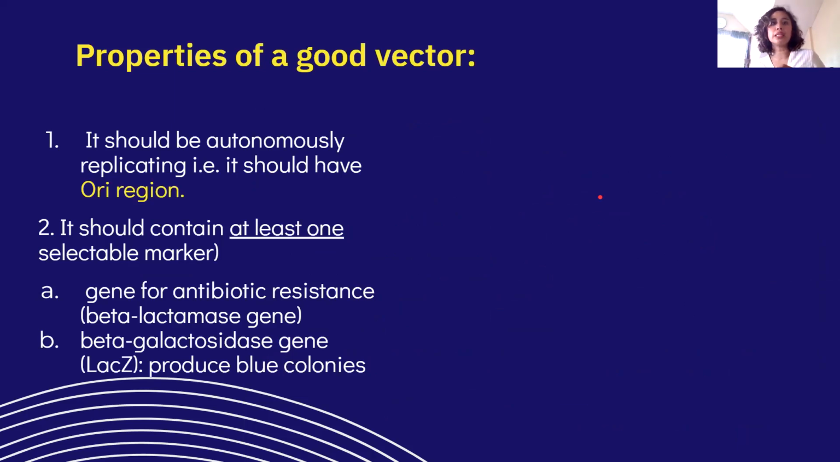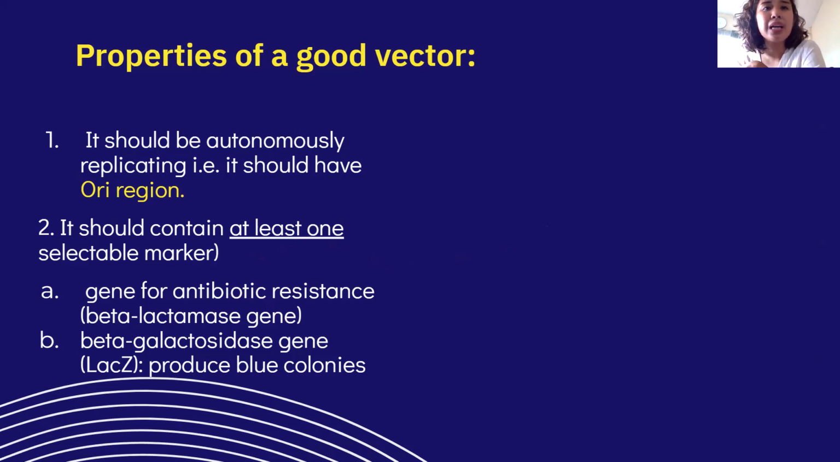So what are the properties of a good vector? At lahat to ay nasa plasmid. So it should be autonomously replicating. So dapat it has the ability to replicate on its own. Hindi niya kasabay yung extra chromosomal DNA. It should contain at least one selectable marker. So these are markers which provide us, scientists, ability to detect which bacteria were transformed, di ba?